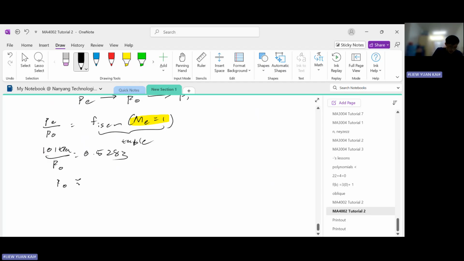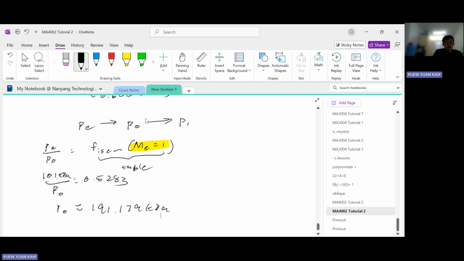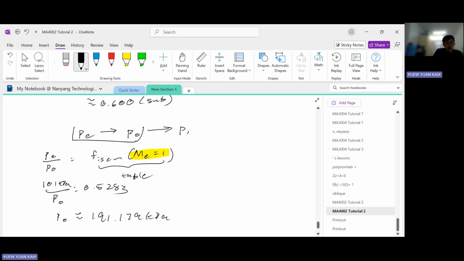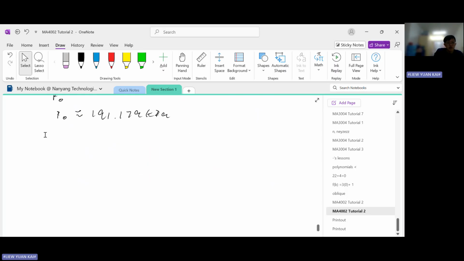So if you calculate the stagnation pressure, it will be 191.179 kPa. Okay, so we already finished this half of the process. Now we want to complete the second half of the process. So now apply the pressure ratio to 0.1.